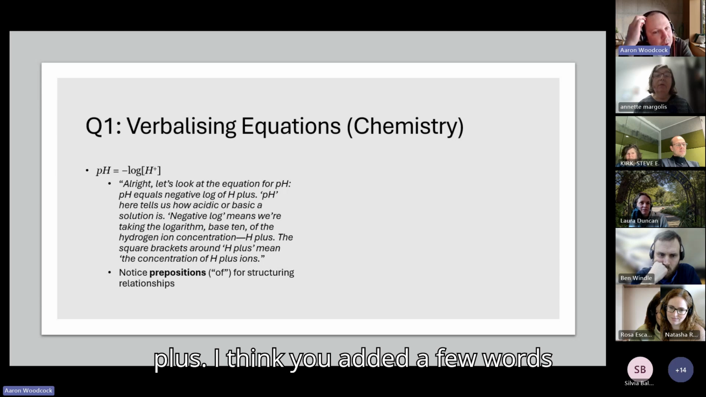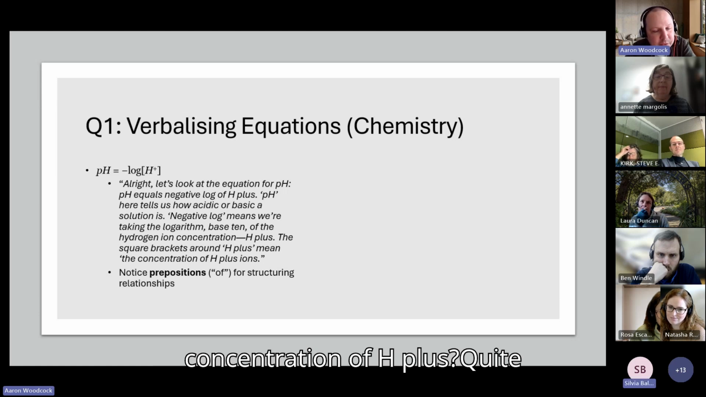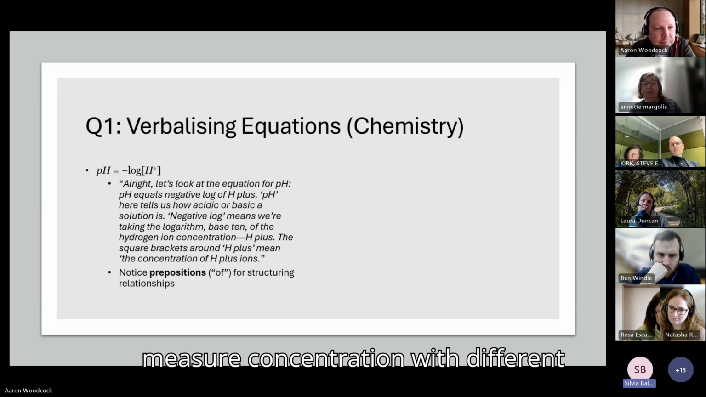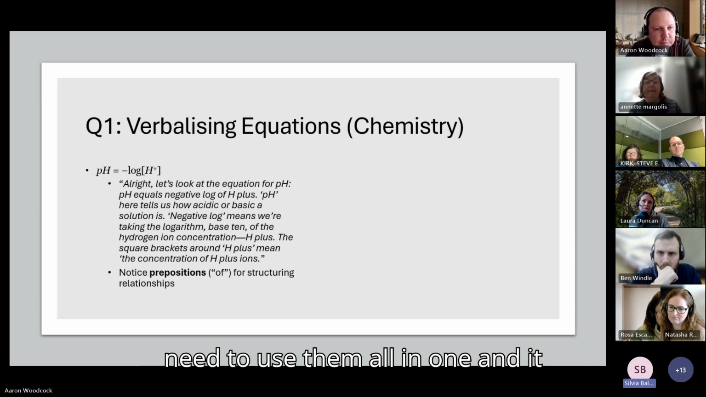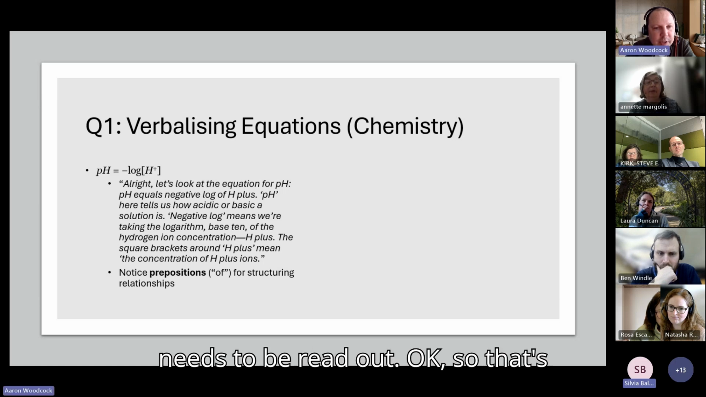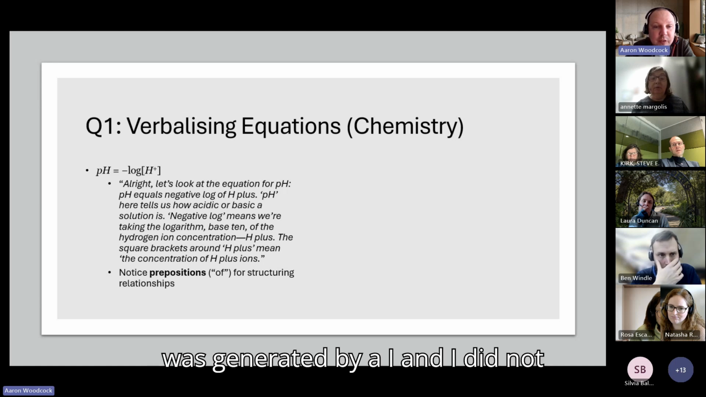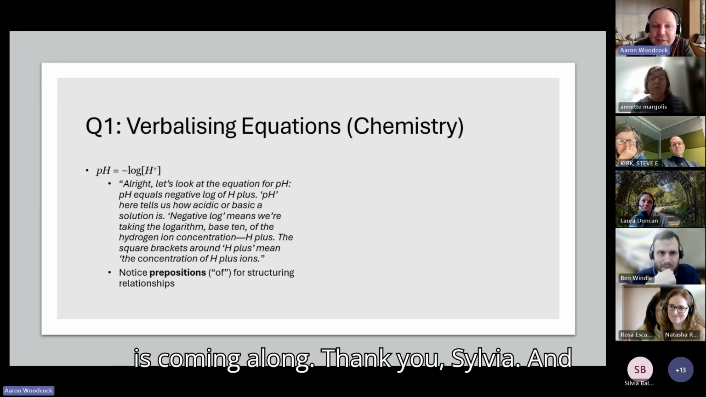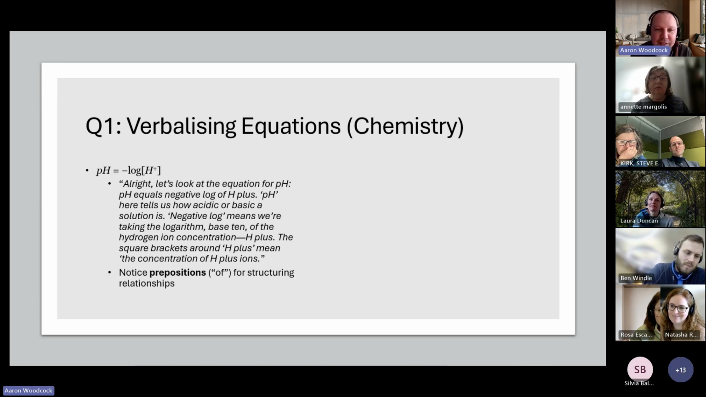I think you added a few words in there, didn't you, Sylvia, like molar concentration of H plus? Yeah, I think it's important to specify molar concentration because you can measure concentration with different units. So the equation tells us that you need to use the molar one and it needs to be read out. Okay. So that's really useful. So this explanation here was generated by AI, and I did not check it with a chemist. And now a chemist is coming along, thank you, Sylvia, and pointing out things that would make it more authentic.